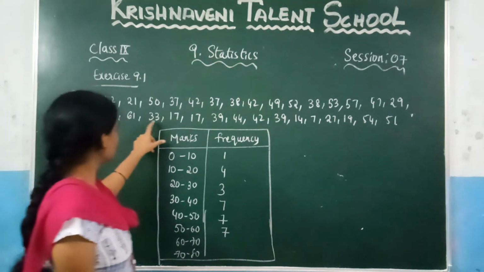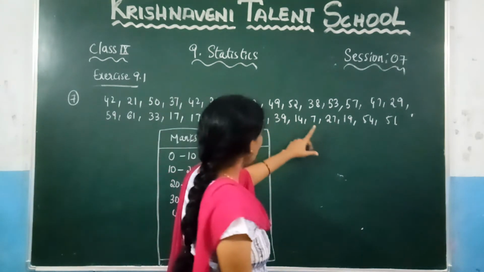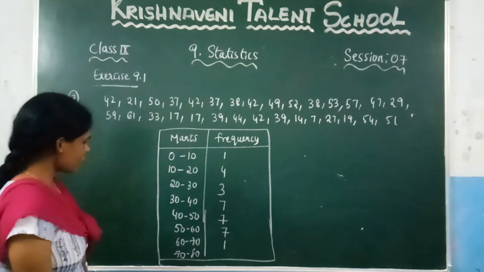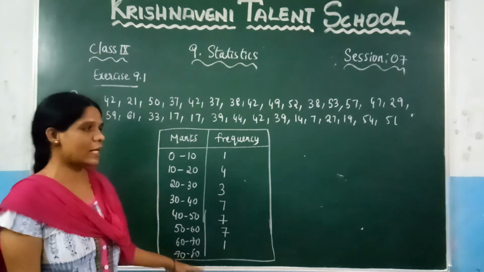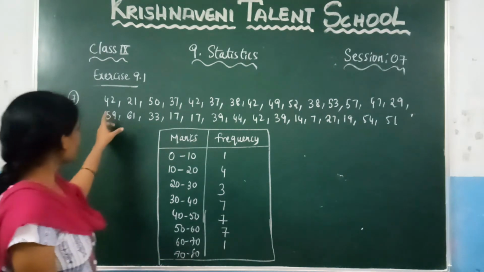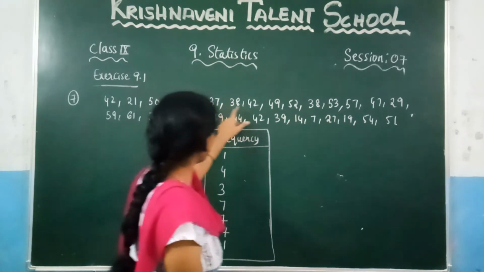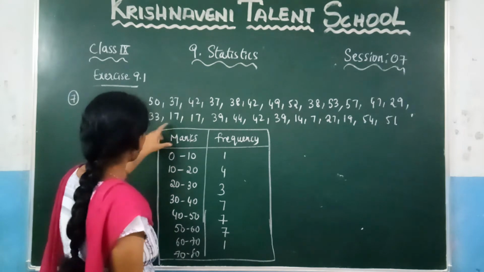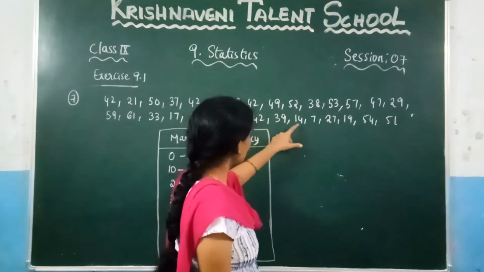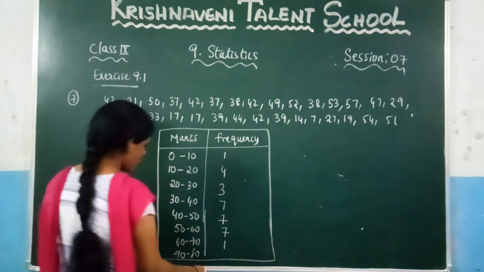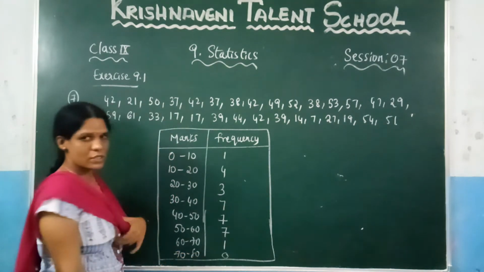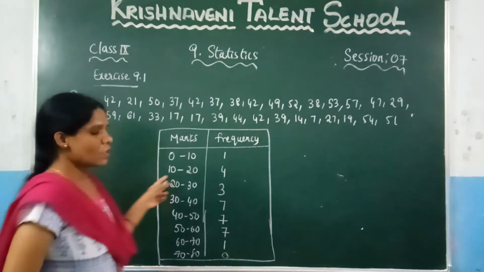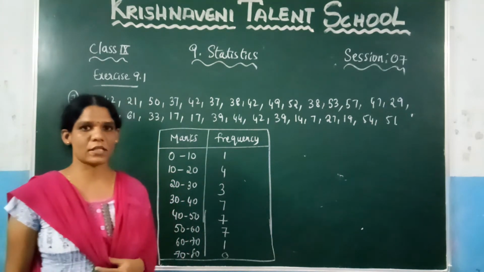1. Only one student is there, right? In between 60 to 70. Now let us see here in between 70 to 80 how many students are there. So here in between 70 to 80, no one is there in the first row. So nobody got in between 70 to 80. So 0. Now like this you need to represent in the form of the grouped frequency distribution table.